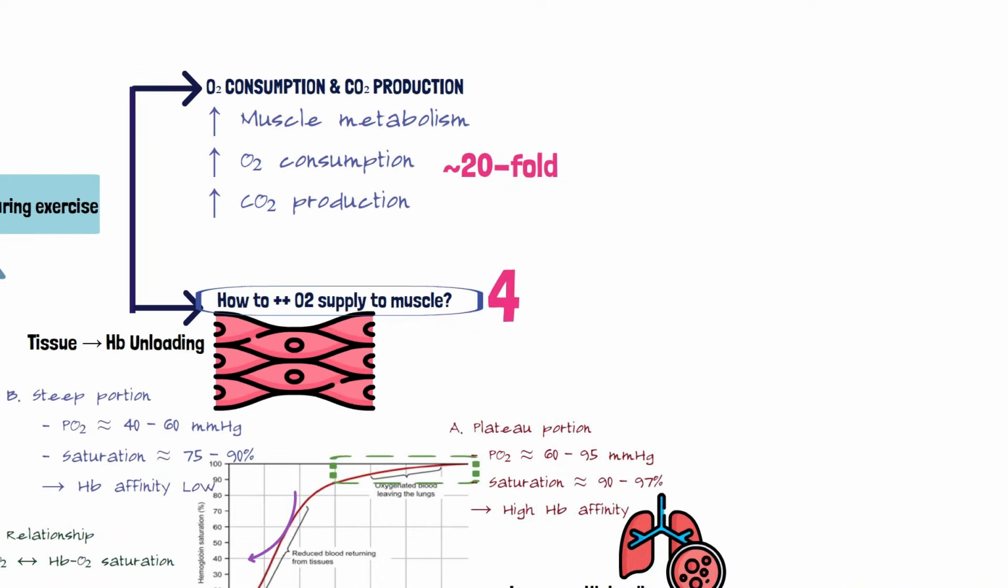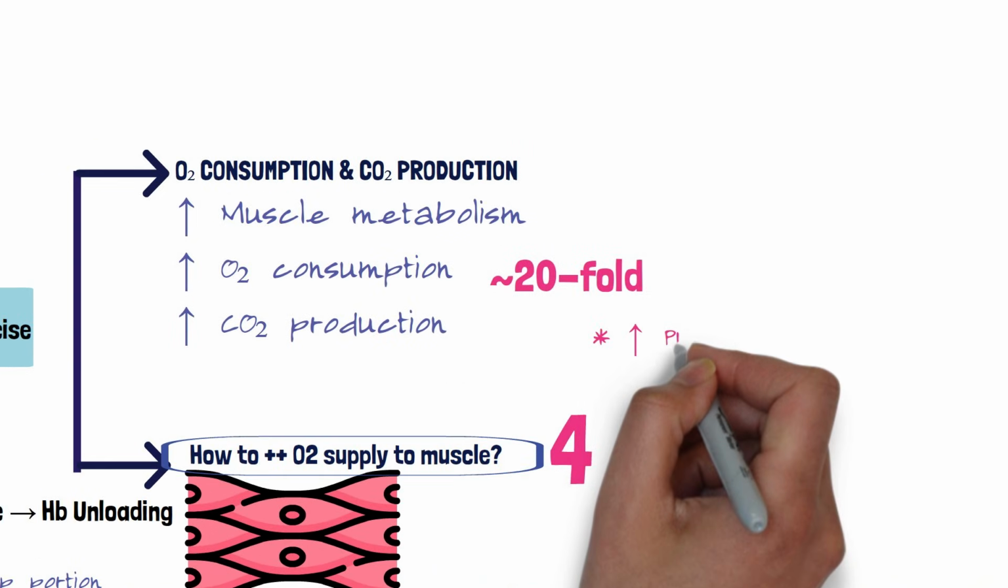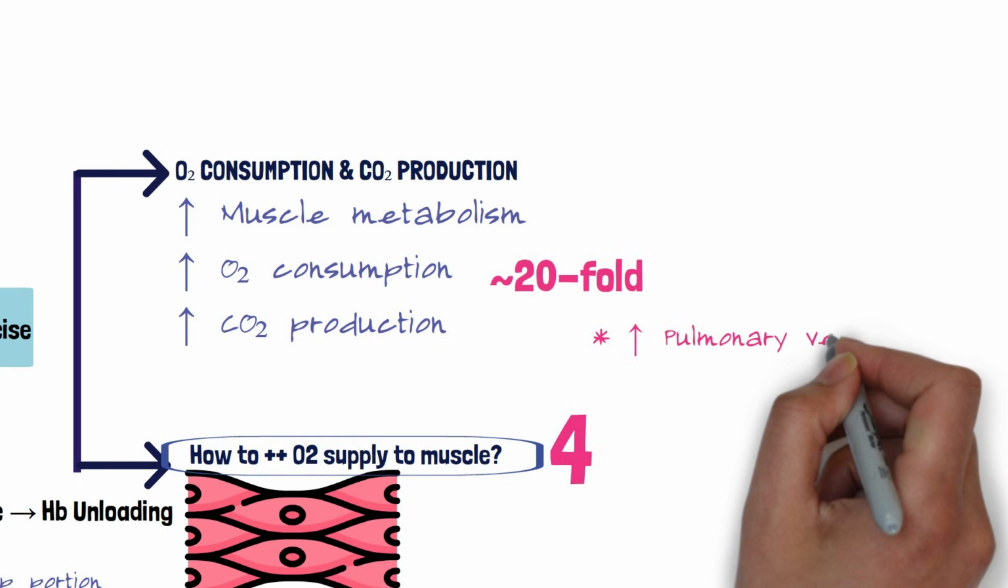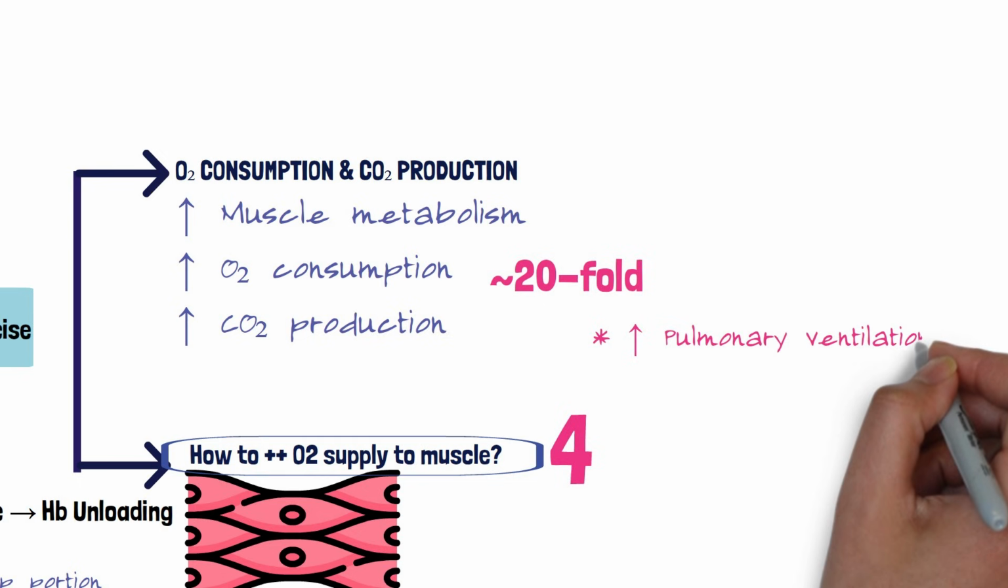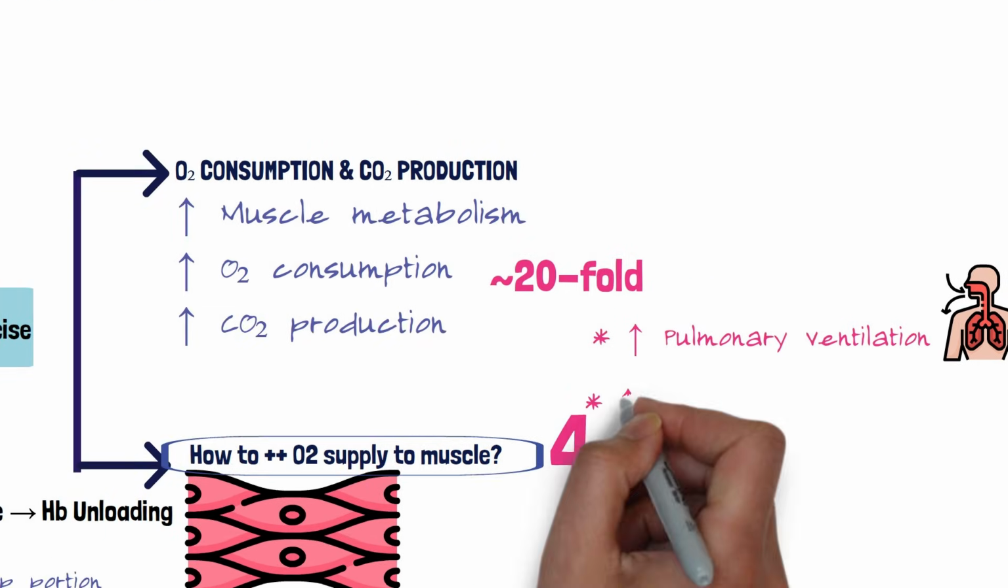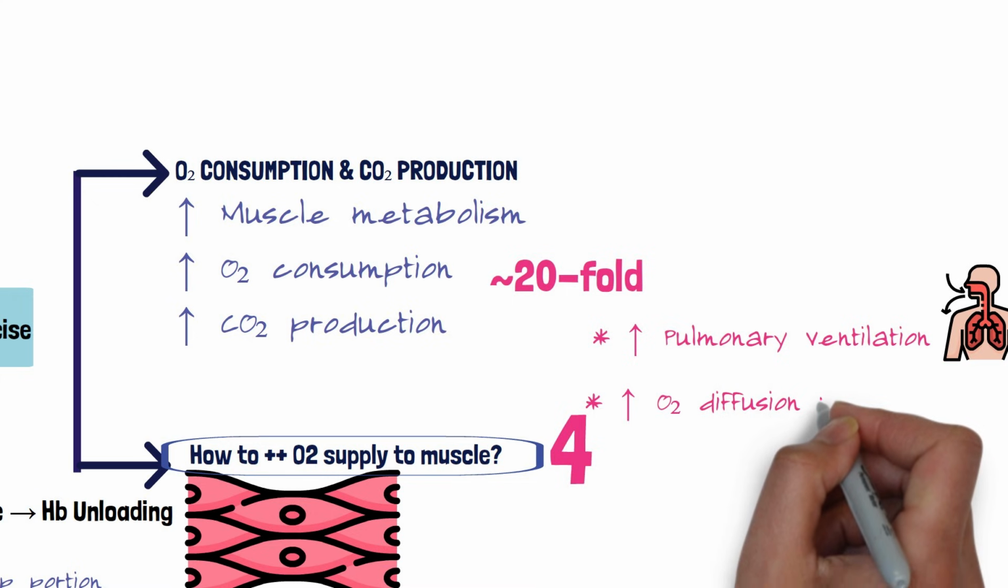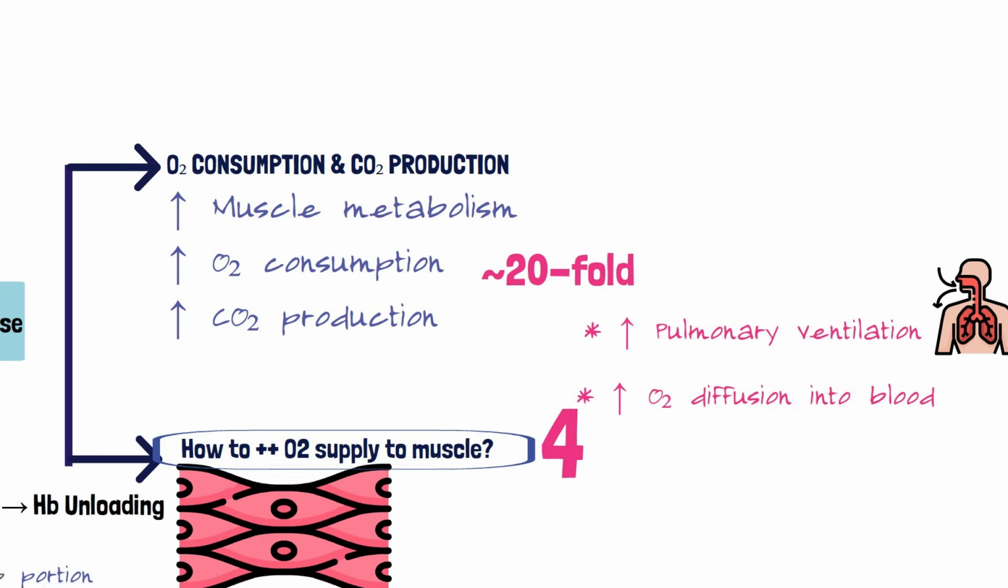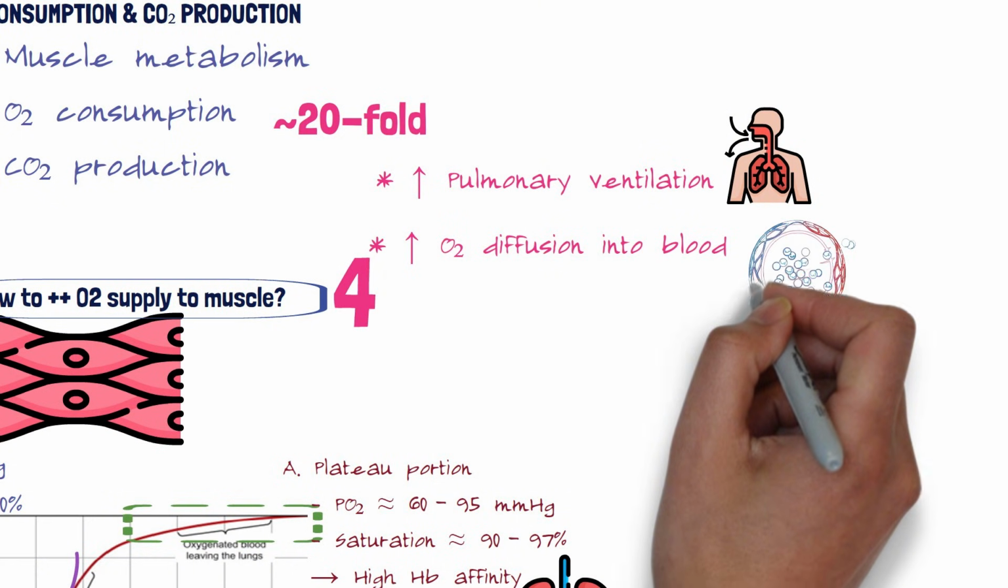So how do we increase the oxygen supply to the muscles? And to do this, we have four main mechanisms. First, to increase the ventilation, which means more air enters the lungs. Second, to increase the oxygen diffusion, that's to say, moving more oxygen from the alveoli to the blood.